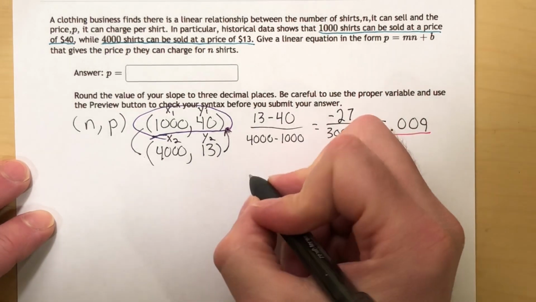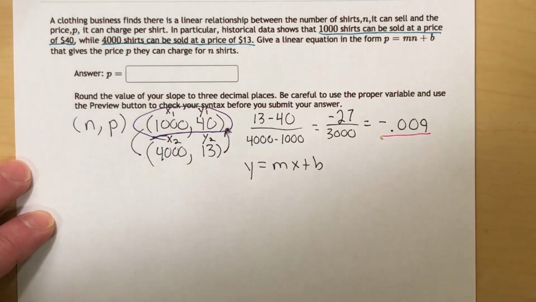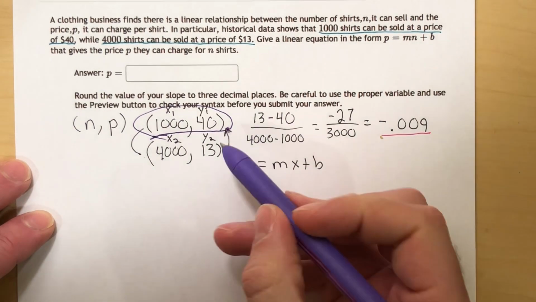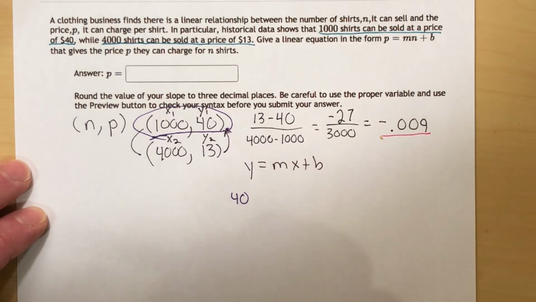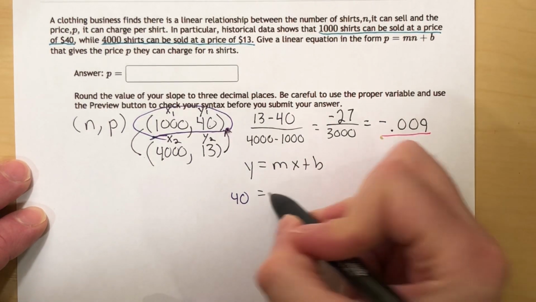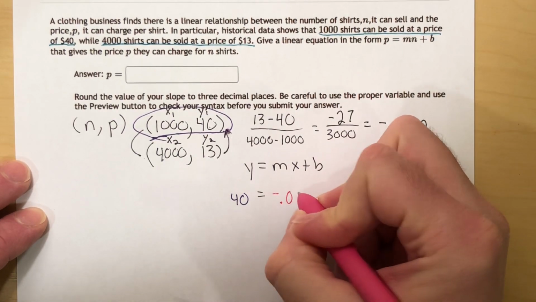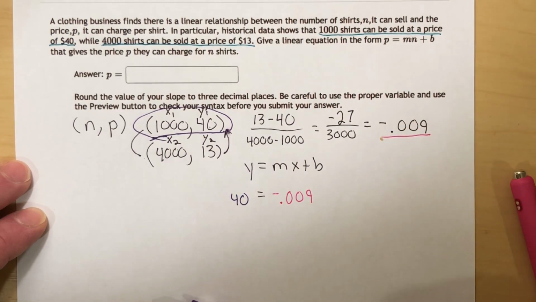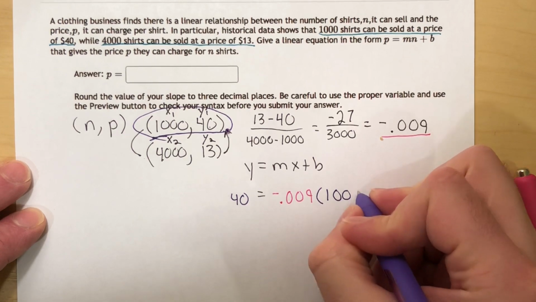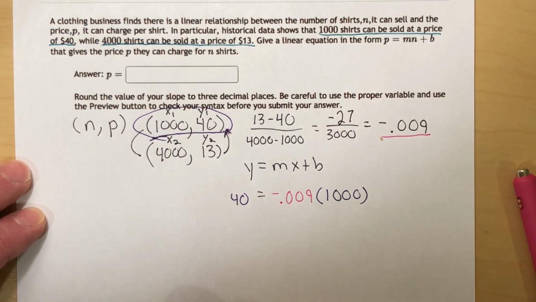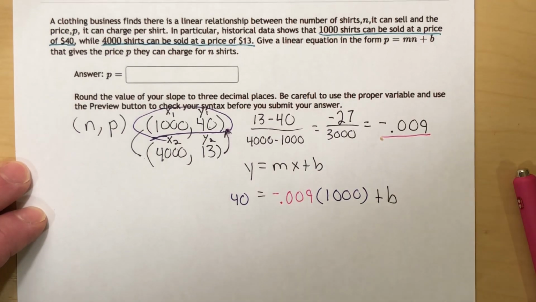So we're doing Y equals Mx plus B. For the Y value of this point, it's 40, so we're going to sub 40 for Y. Then our slope we found was negative 0.009. And then the X value of that point is 1,000. What we still don't know is what B is. That's what we're solving for. So plus B at the end, don't forget that.